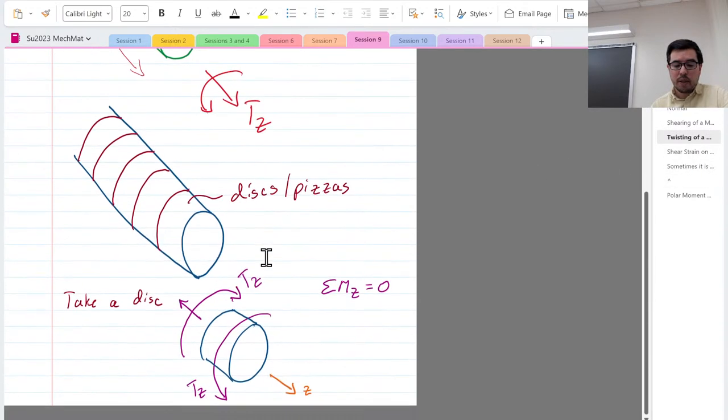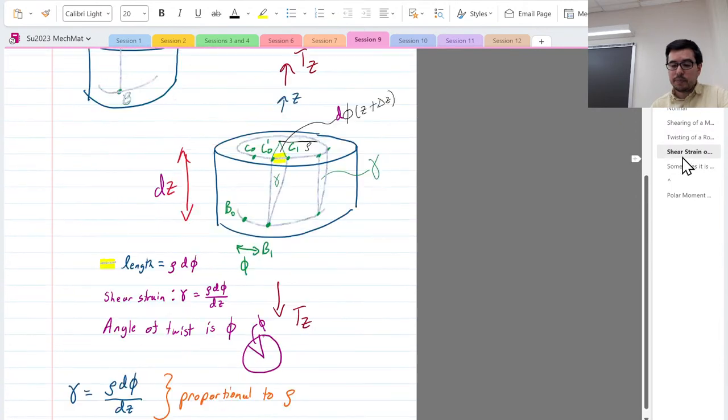Then we have equations for this one. This one's not the most popular one, but yes, it's important. Gamma is equal to rho d phi d z. This is not what I would consider one of the big three.